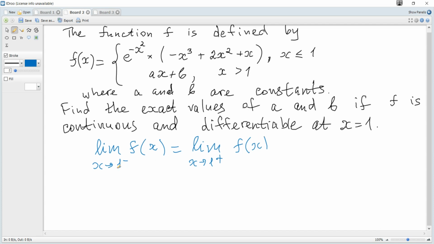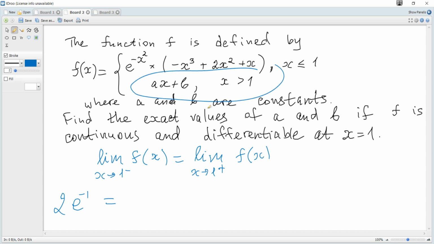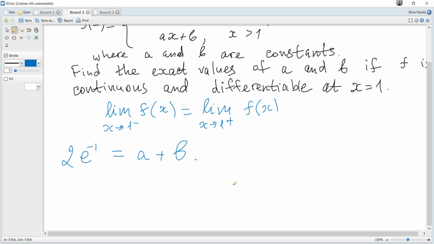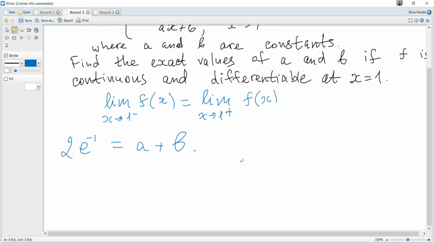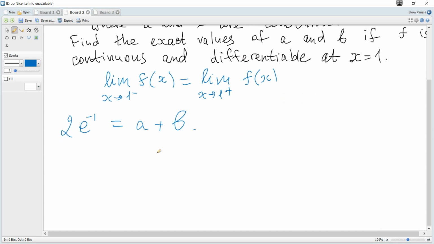So just substituting 1 for this to get this limit, it becomes e to negative 1. Negative 1 plus 2 plus 1 is just 2, so times 2 is equal to the limit, substituting 1 into this expression, we can see that it's just a plus b. And we get the first equation, but since there are two unknown variables, we need another equation, and we can get it using that f is differentiable. And since it is differentiable, the limit of the derivative when x tends to 1 from the left must be equal to the limit of the derivative when x tends to 1 from the right.